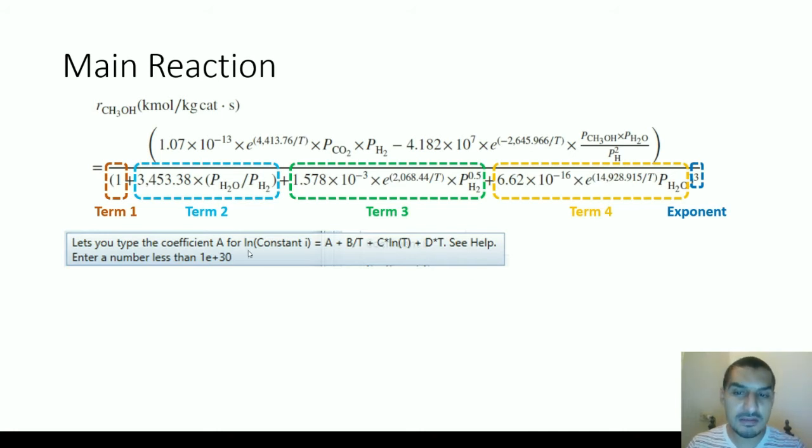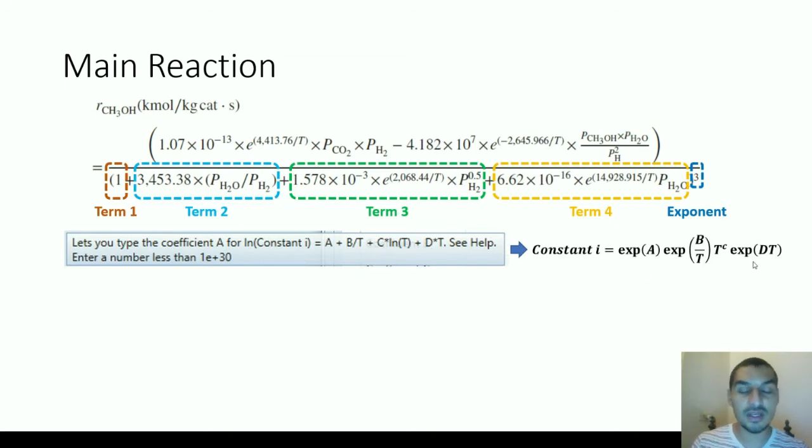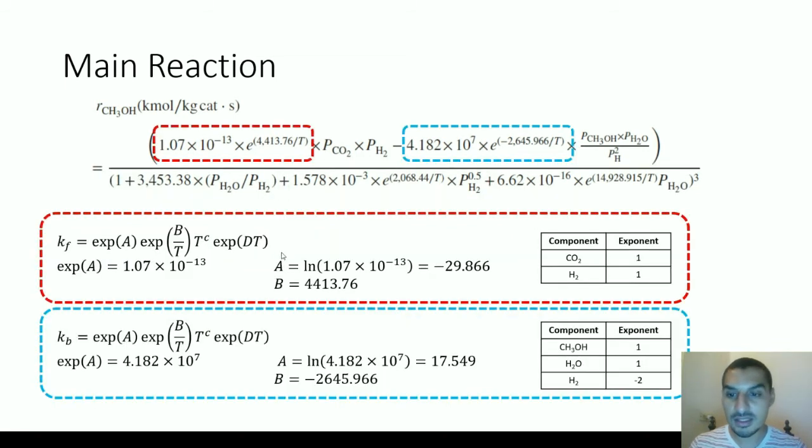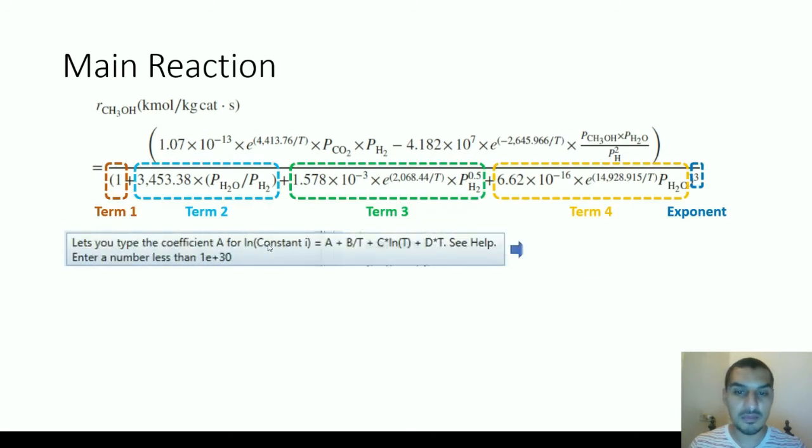And it's not that easy, because it's in the form of ln of the constant I, which is this or this or this or this, is a plus b over t plus c multiplied by ln t plus d multiplied by t. So we can take the exponent of both sides, so it's going to be the same shape that we mentioned in the previous slide. If we go back here, it is the same shape. And this is the way, again, it is defined. So I'm going to do the same thing, but for 4 terms.